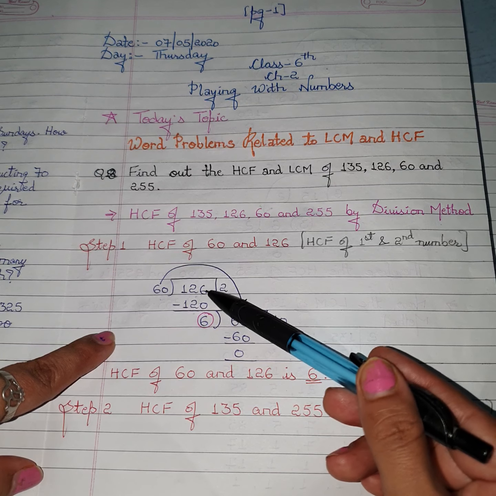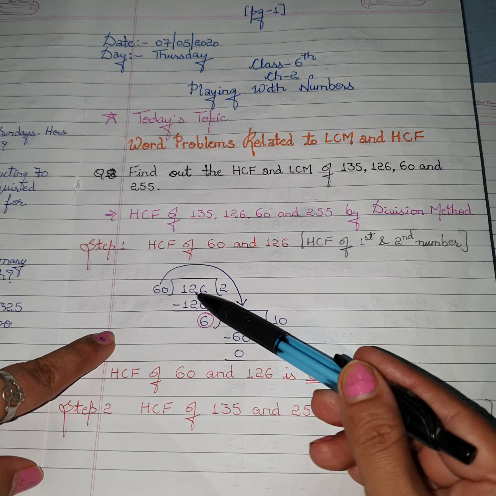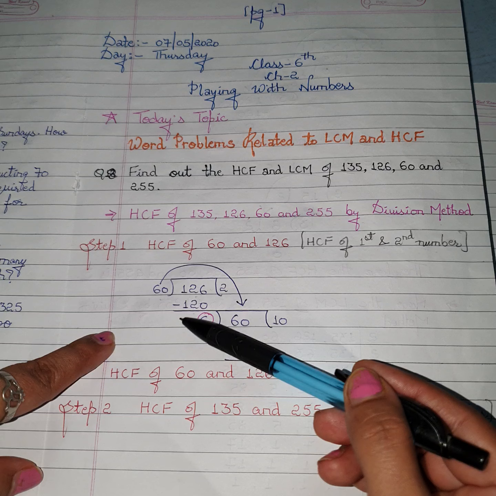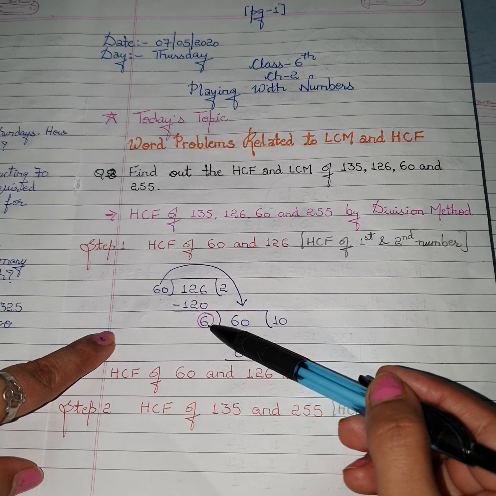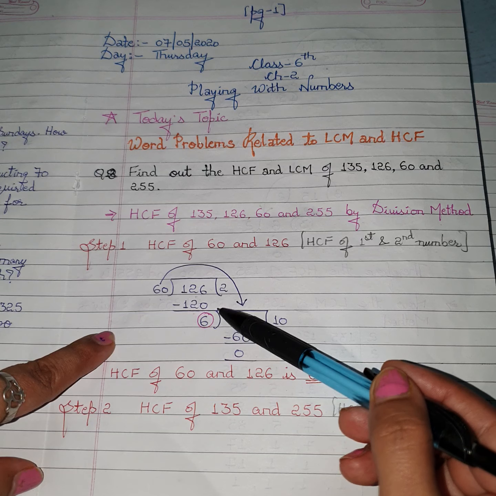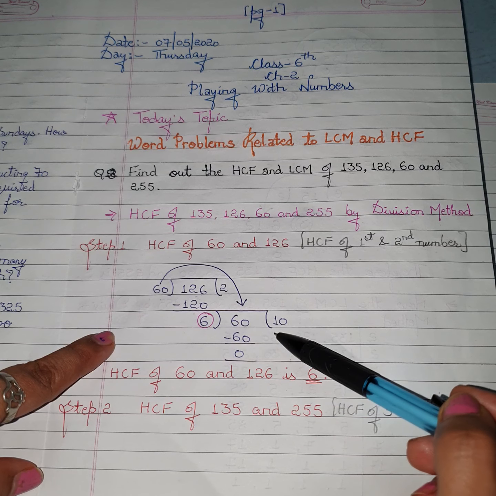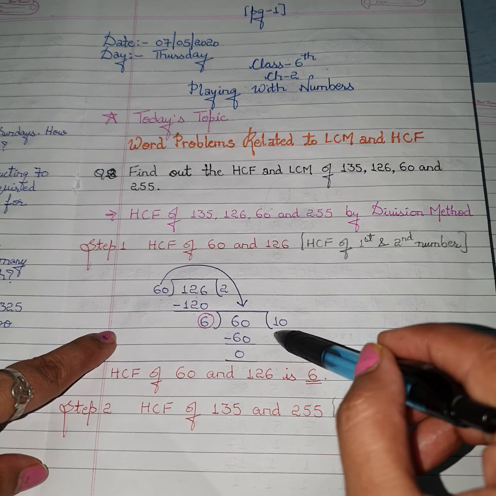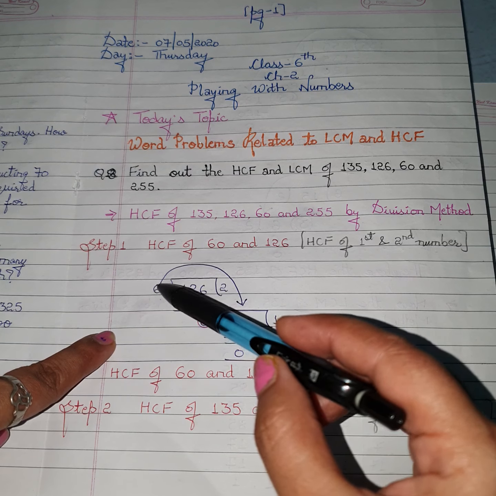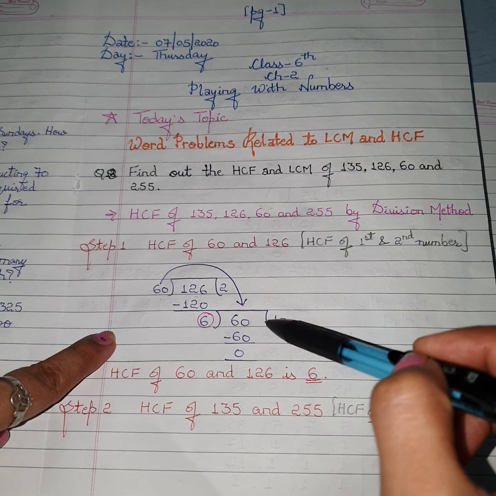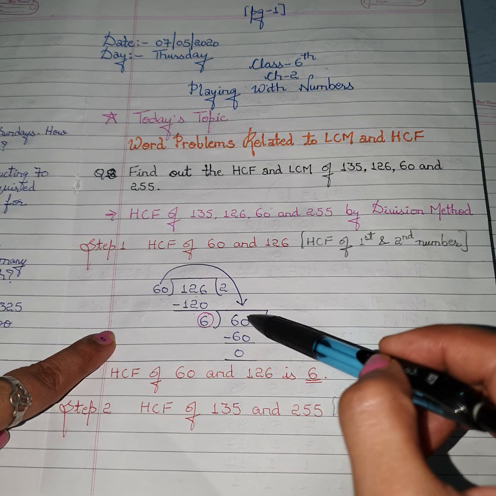Then subtract it. 6 minus 0 is 6. 2 minus 2 is 0, 1 minus 1 is 0. So we will not write 0, only 6. Now this 6 is the remainder. So from here we will make one more division format, because we have to solve it until we get 0.